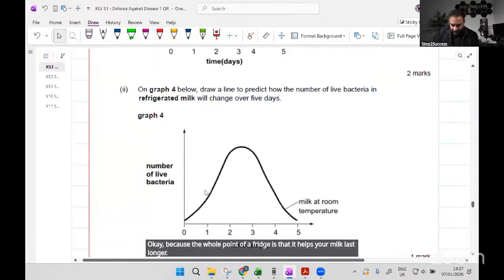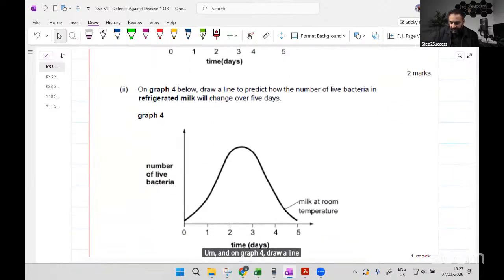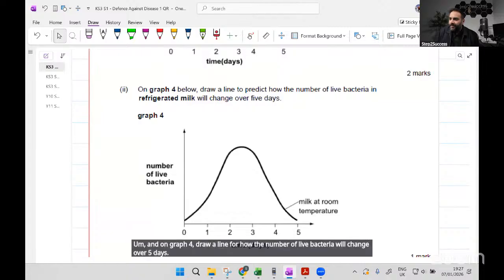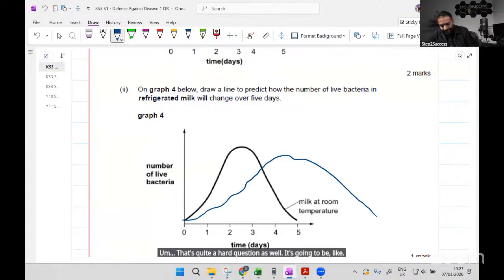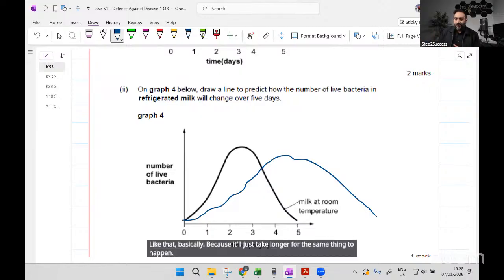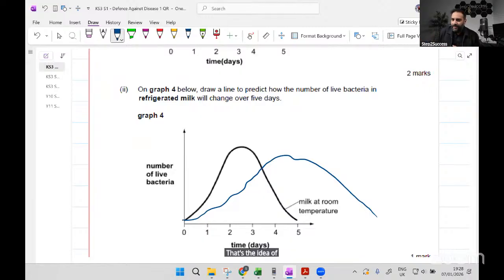And on graph 4, draw a line for how the number of live bacteria will change over 5 days. That's quite a hard question as well. It's going to be like that, basically, because it'll just take longer for the same thing to happen. That's the idea of it. Right, that's quite a hard question.